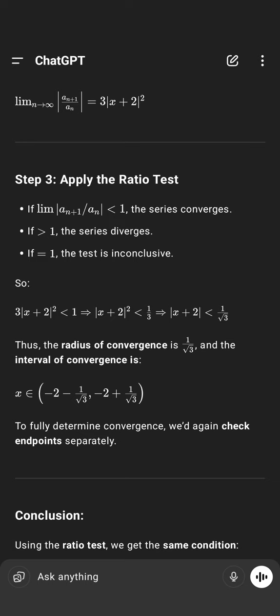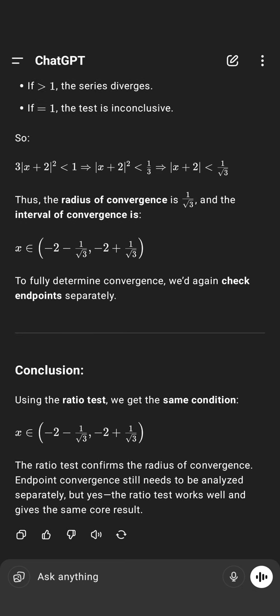I think I pronounced that top line wrong. The last part is the absolute value of x + 2 is less than 1 over the square root of 3. And thus the radius of convergence is 1 over the square root of 3. And the interval of convergence is x is an element of (−2 − 1/√3, −2 + 1/√3).